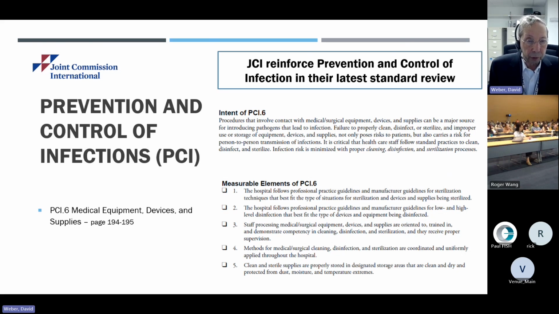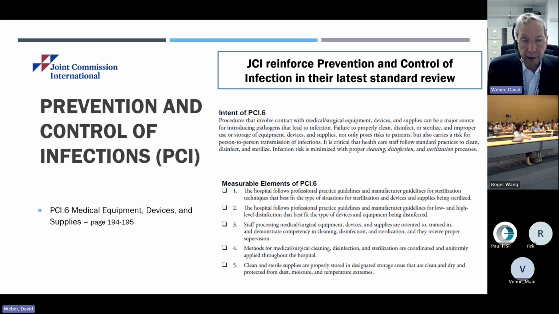And then they talk about the measurable elements. Hospitals should follow professional guidelines and manufacturer guidelines for low and high level disinfection based on the type of device and equipment and how it is being used. Staff processing these devices should be oriented, trained in, and have demonstrated competency in cleaning, disinfection, and sterilization, and they must receive proper supervision. At my hospital, they have to take a multi-hour class when they first start. They get retrained, and they have demonstrations of competency each year.